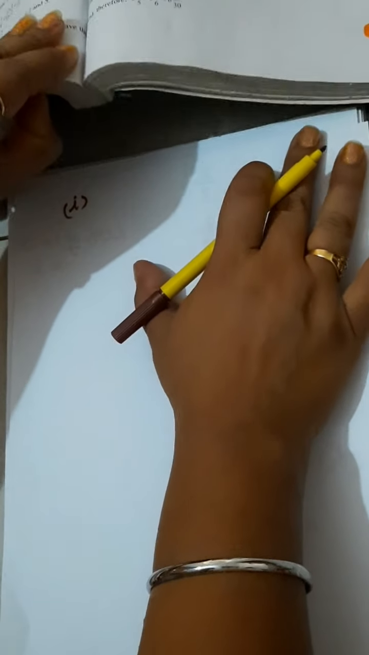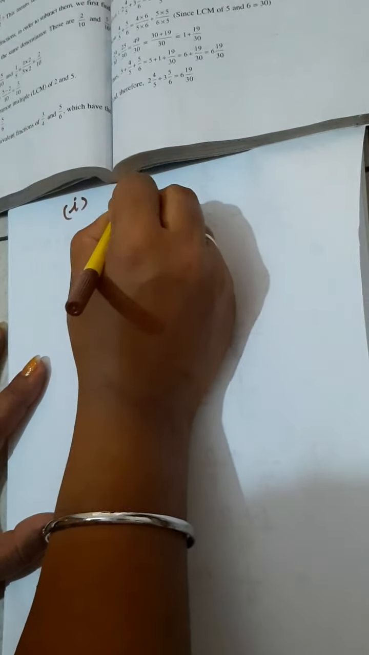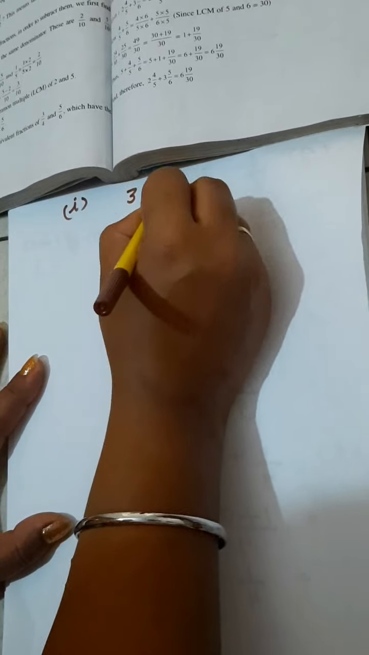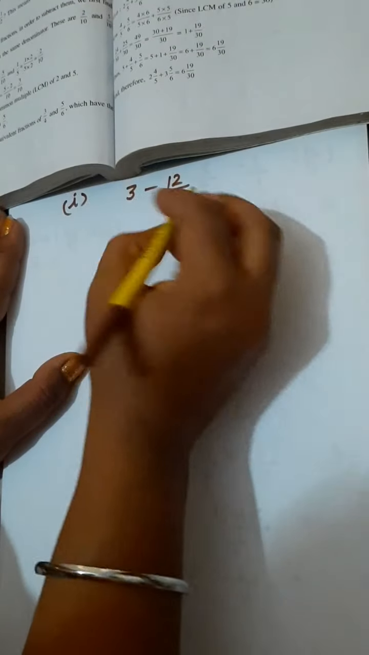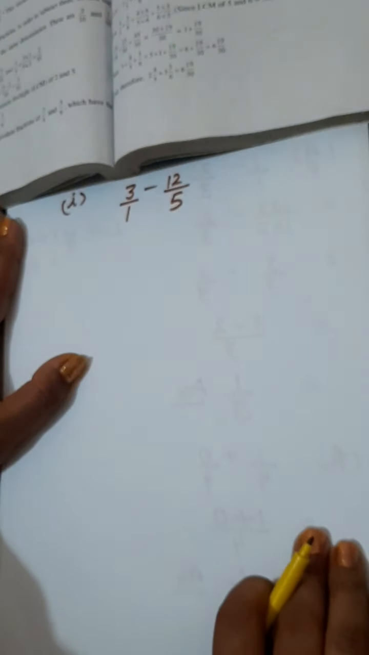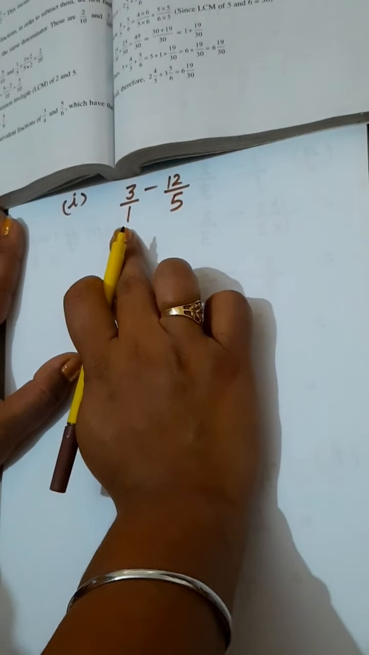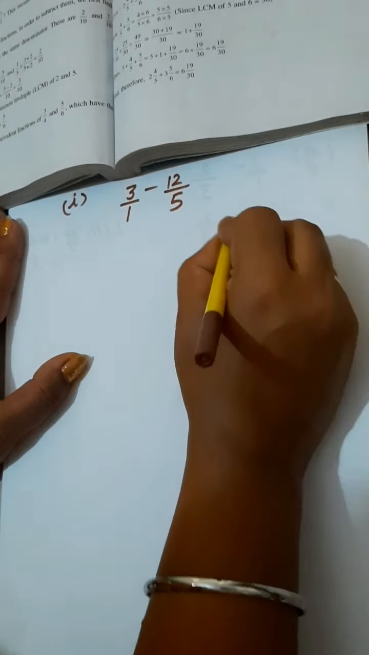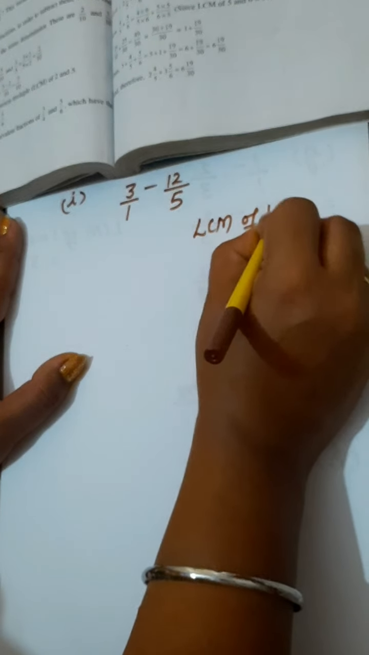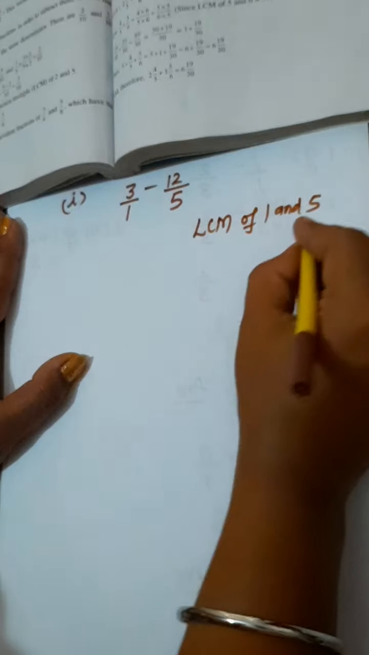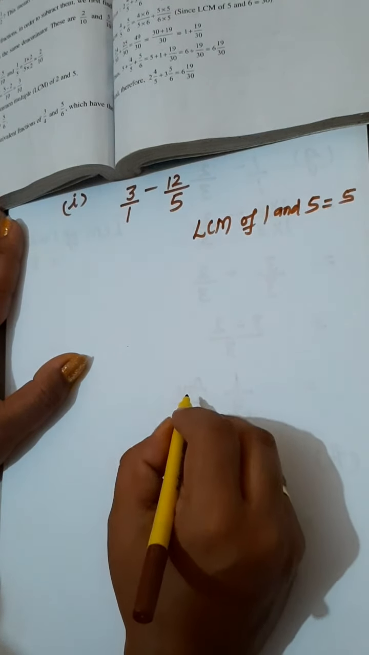Next we have I part, that is 3 minus 12 upon 5. Now you have to subtract, and we know that the denominator should be equal, but here we have 3 and 3 can be written as 3 upon 1. Now here denominator is 1 and we have 5. So for this you have to take LCM of 1 and 5. LCM of 1 and 5 is 5 itself.